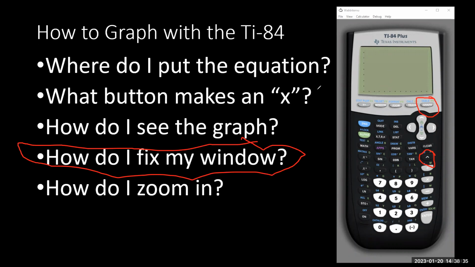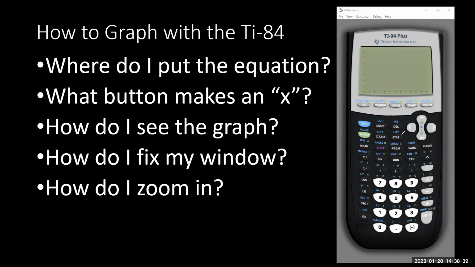So to fix the window, clear on the drawing itself, we have a series of buttons. We're going to hit zoom, and then we're going to hit the number 6. Zoom, and then the number 6. Hit the zoom button, and then down there is zoom. Number 6 is Z standard. So if I come down here and click the number 6, it takes me back to my standard window. And now I see my graph.